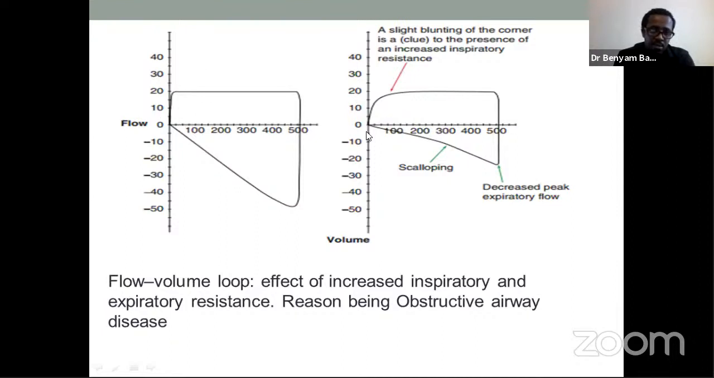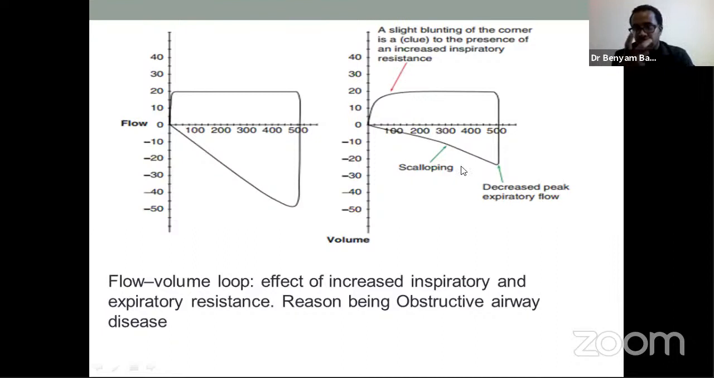But as you can see here, there is no chink, and there is decreased peak expiratory flow. The expiratory flow is also affected, and there will be concavity of the graph. So this will imply there is obstructive airway disease. So we should look for this.